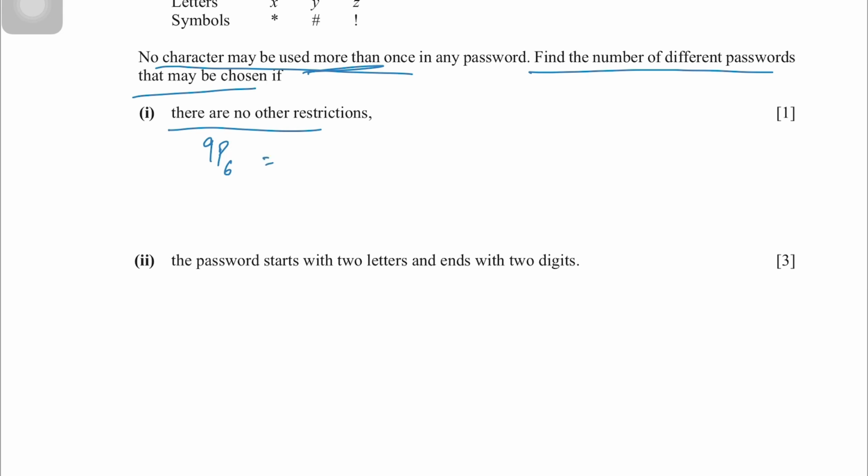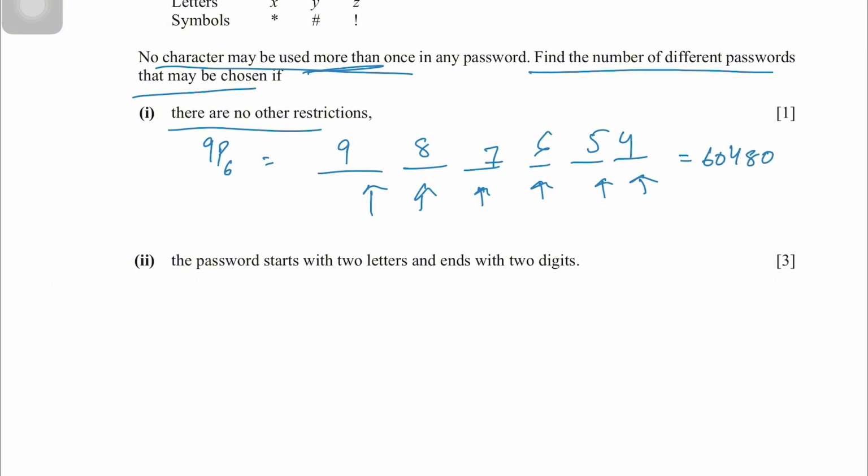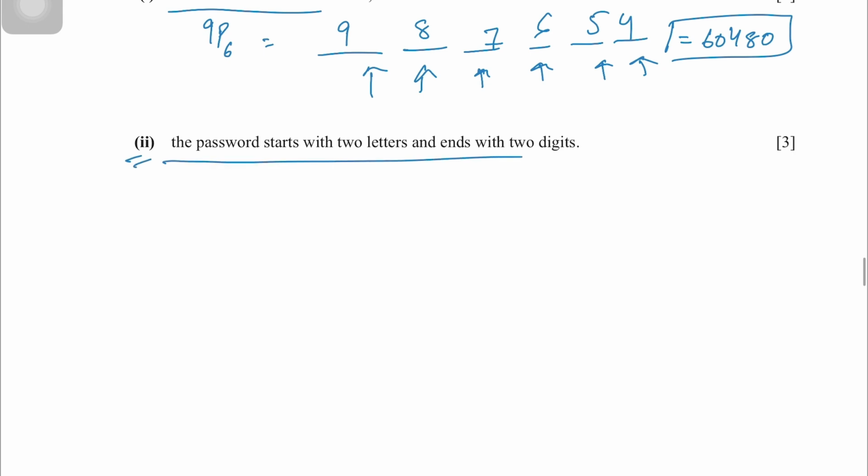Or you can simply write it as, this would be 9, this would be 8, this would be 7, this would be 6, this would be 5, and this would be 4. These are the 6 digits. We'll have 9 possibilities, then 8, then 7, then 6, and then 5, and then 4 possibilities. So we get our answer as 60480, right?